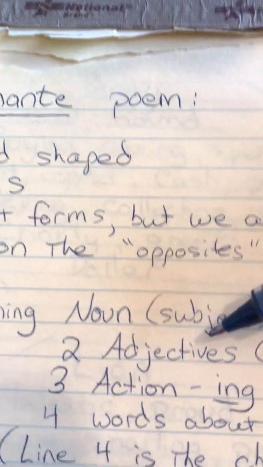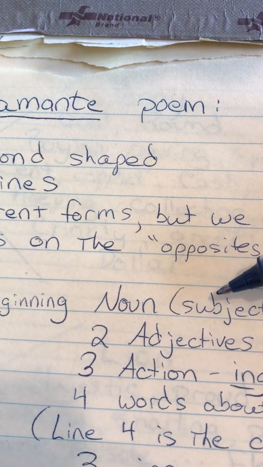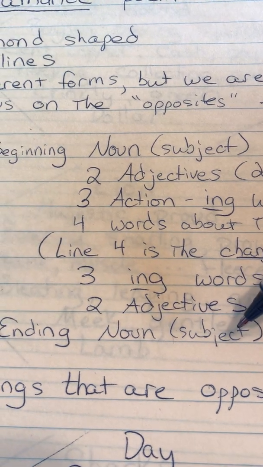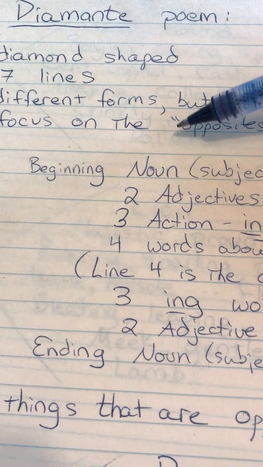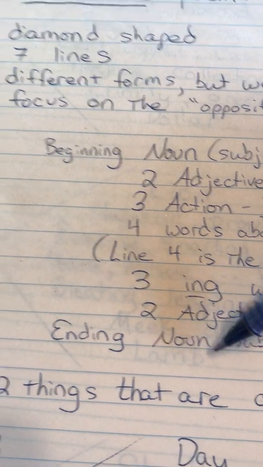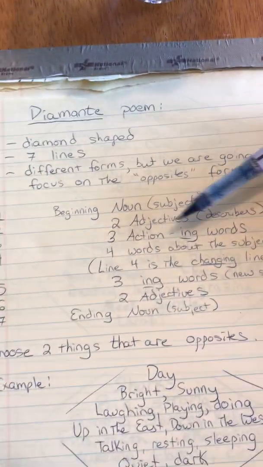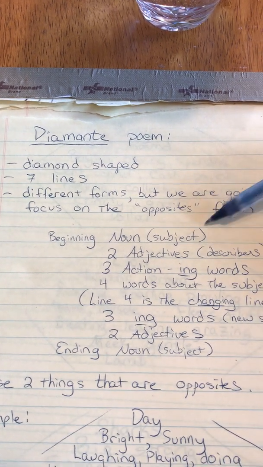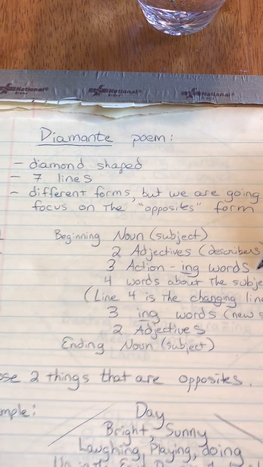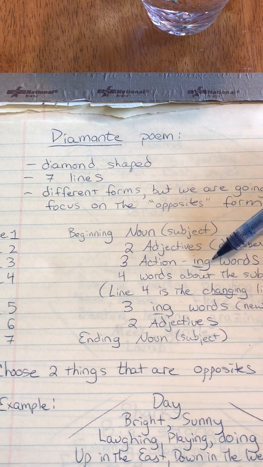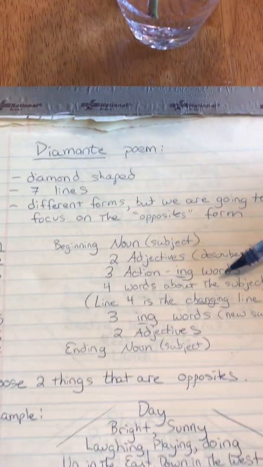So on line 1, you put your first subject. Now we're going to skip all the way down to line 7, and that is your ending noun or subject. So if I was doing cats versus dogs, cats would be up here and dogs would be down here on line 7. Okay? Line 2, we're going to choose 2 adjectives or describing words for your first subject. Line 3 is 3 action words that end in ing, and you had some practice doing that with the Cinquain.